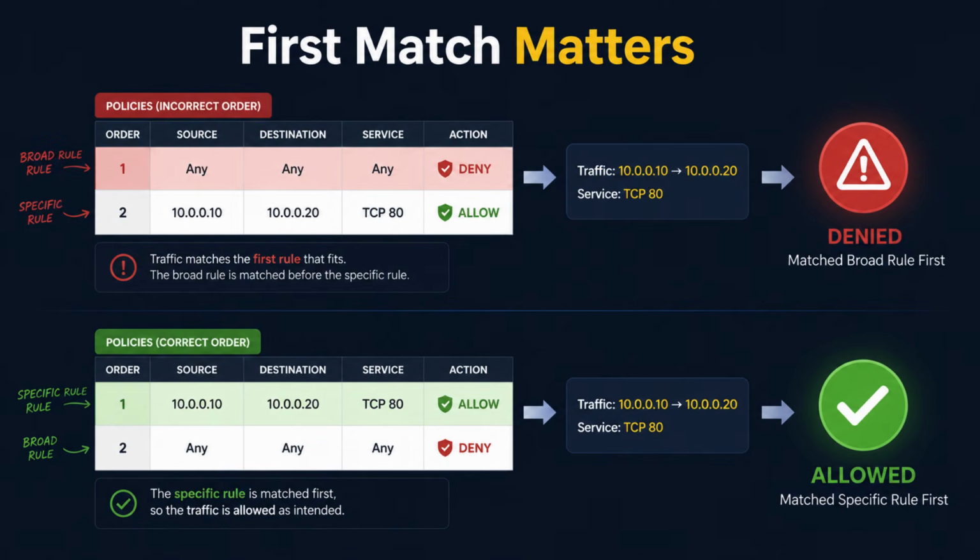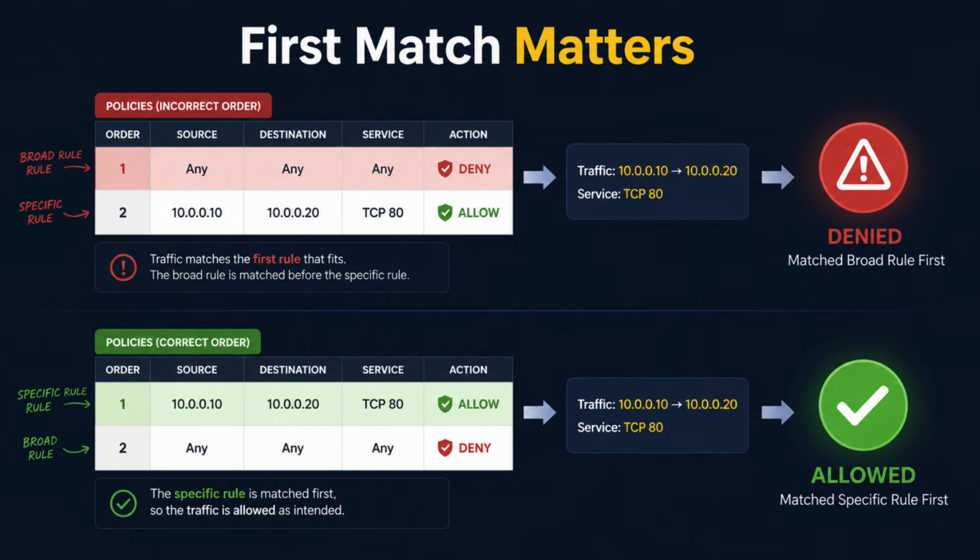In many firewall platforms, policy order matters. The firewall evaluates rules in sequence, and traffic may match the first applicable policy. This means a broad rule placed above a more specific rule can cause unexpected behavior.